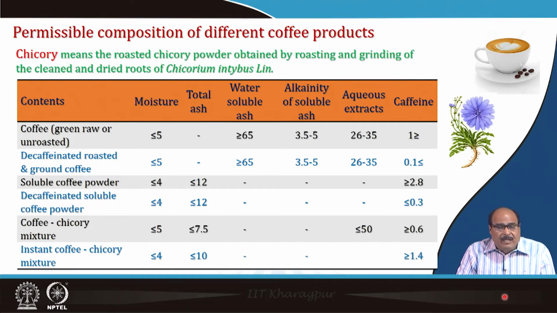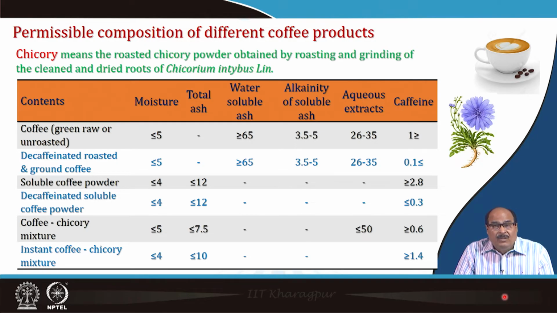You can see. Similarly, there are some permissible components or guidelines or standards for the different coffee products. In the coffee product, for the FSSAI, some chicory powder is permitted to be mixed. Chicory means roasted chicory powder, which is obtained by roasting and grinding of the cleaned and dried roots of Cichorium intybus. Okay. And here the moisture content, total ash, water soluble ash, alkali soluble ash, aqueous extracts or caffeine content are all again specified in the standards.